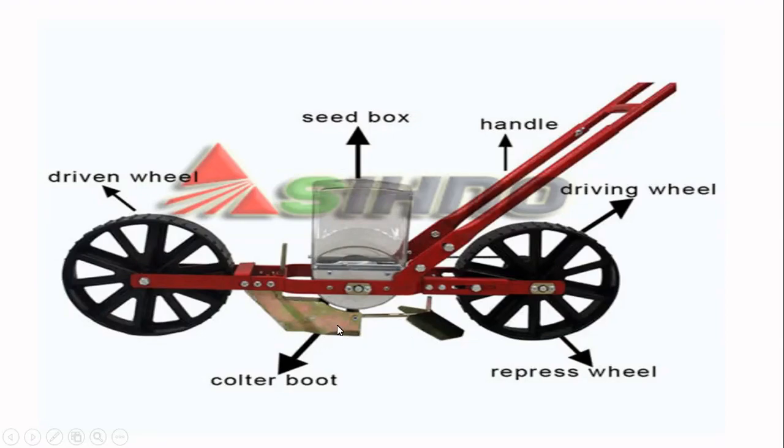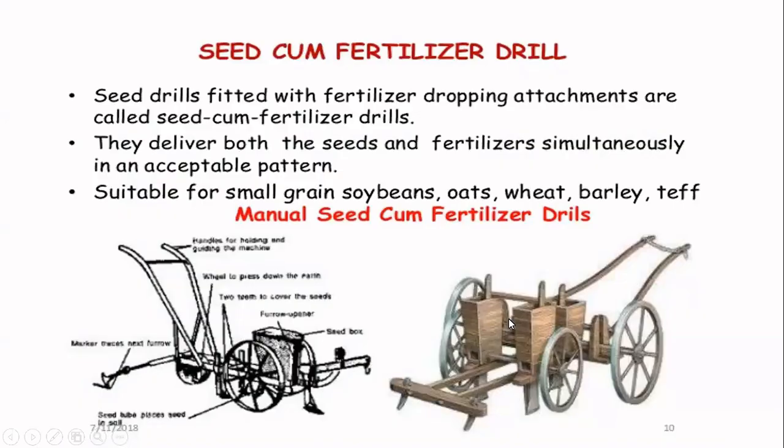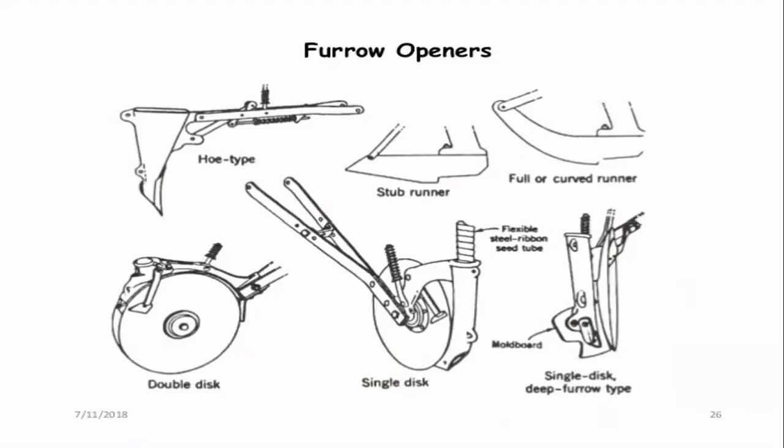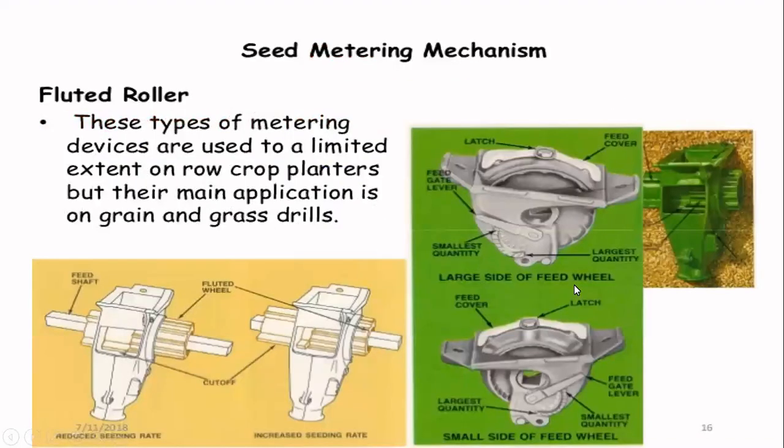Sometimes this is open, and this is closing. Right? So you already see this diagram. These are the types of furrow openers. A lot of furrow openers are there. You will see only one, that is called hoe type. Sub runner, curved runner, double disc, single disc, deep furrow opener. These are the six different types of furrow openers.